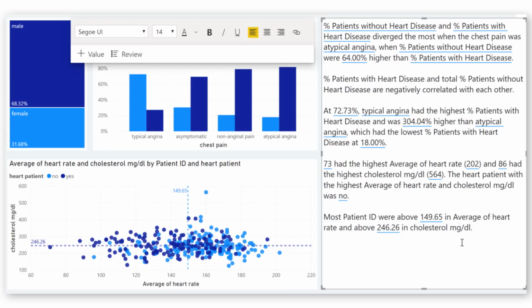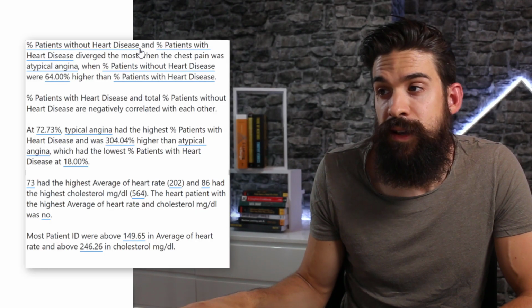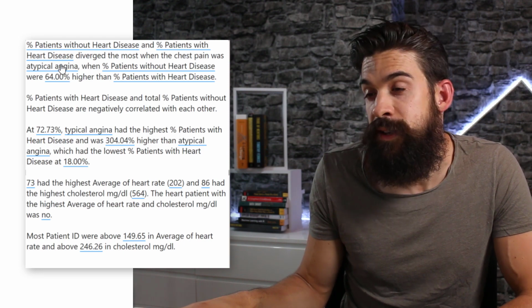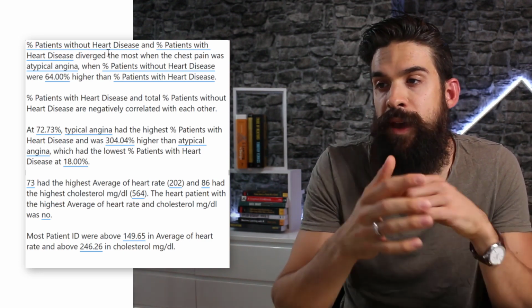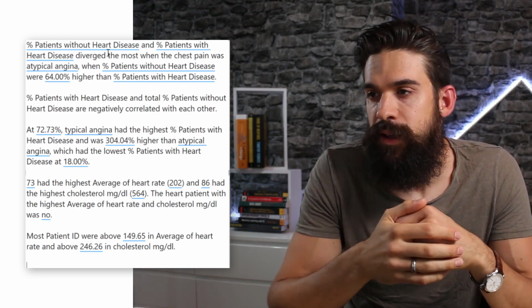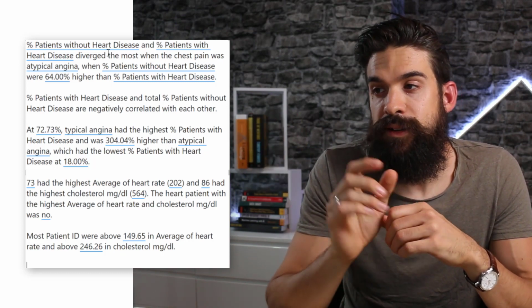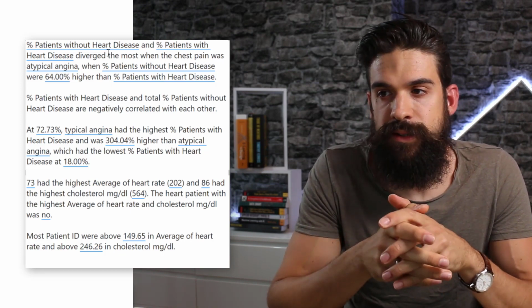Let's click on it. What was generated is basically just a text box with all of the key points that it thinks are important, looking at the visuals that we have on the report. Let's go over some of the points and see if they make sense. Here it says percentage of patients without a heart disease and percentage of patients with a heart disease diverged the most when the chest pain was atypical angina. It's just a type of chest pain. When percentage of patients without a heart disease were 64% higher than percentage of patients with a heart disease.